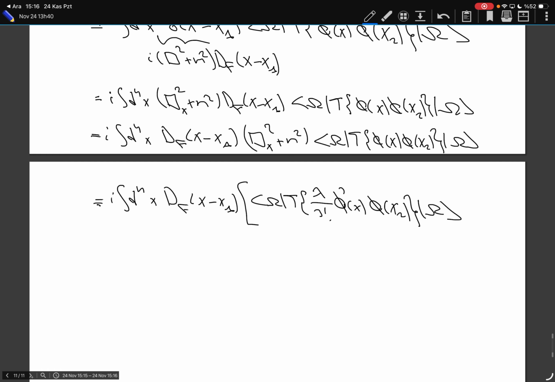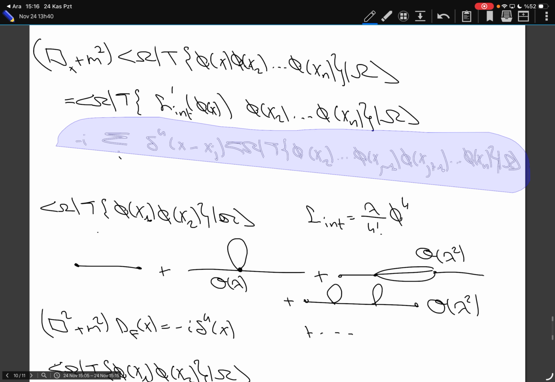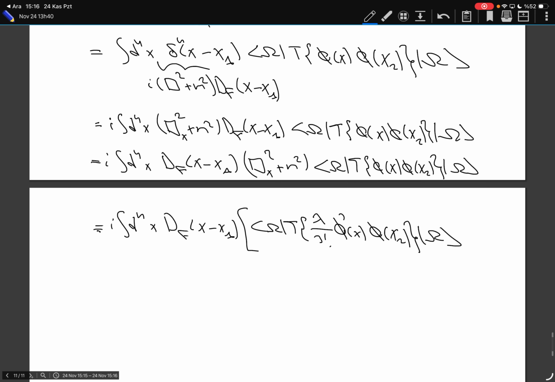This is the first term. Then I have the Dirac delta part. It tells me that I should remove φ of x and another field multiplying φ of x, take the 4-dimensional Dirac delta of those two fields, and write whatever remains inside the time ordered product, but here there is nothing remaining. So this is minus i times the 4-dimensional Dirac delta of x minus x₂.